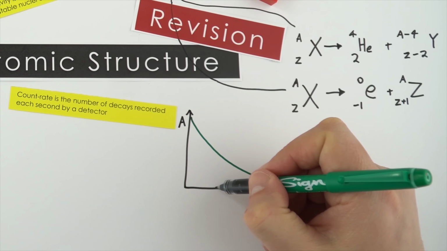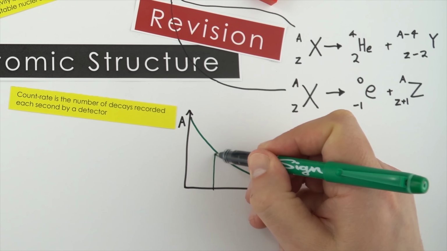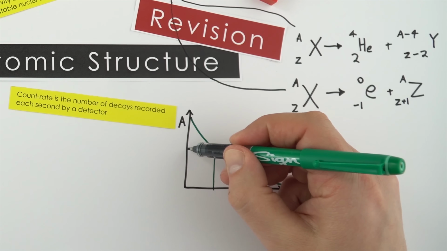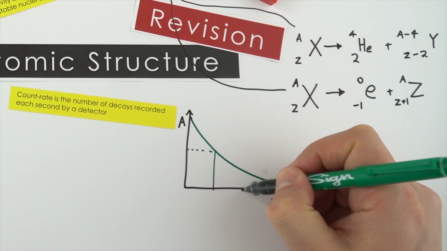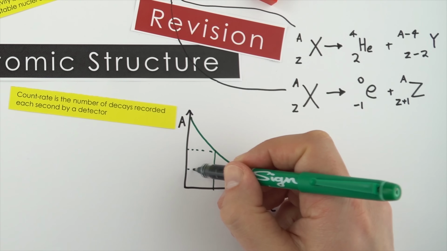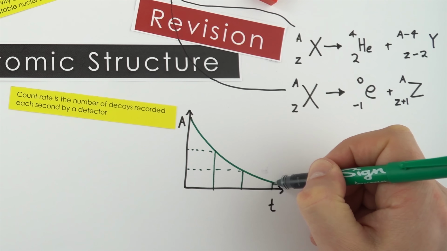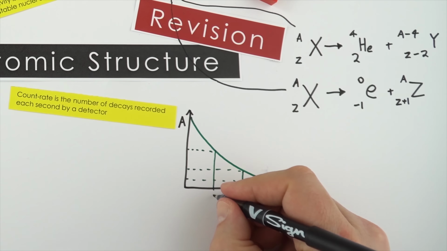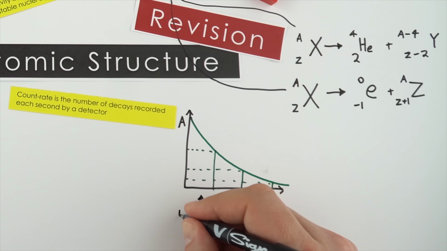And the important thing is that if we look at a certain amount of time and we look at the activity, after a certain amount of time the activity is going to decrease by half. After the same interval again, the activity decreases by a half. And again after the same interval, it decreases by a half. And this time down here is what we call the half-life.